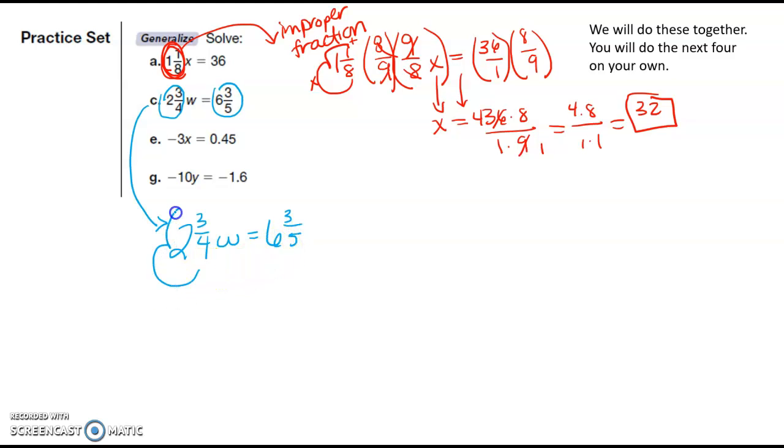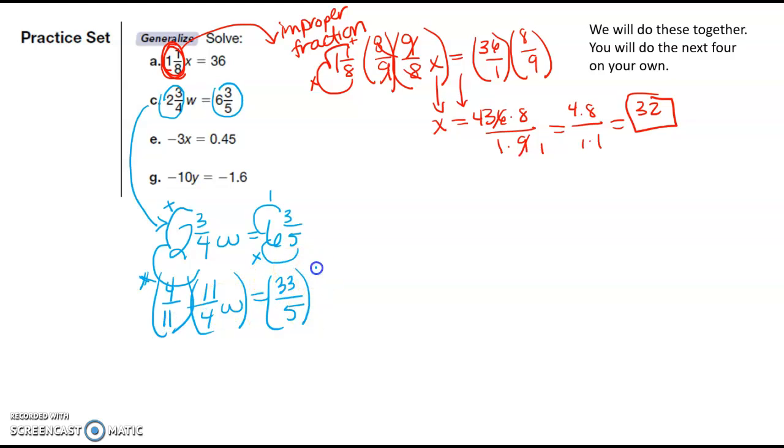And I'll go ahead and do C down here. So what we have to do is make this into an improper fraction. I have 2 3/4 W is equal to 6 3/5. So let's go ahead and popcorn this. We're going to multiply 2 times 4, which is 8, and add 3, which is 11/4. We're going to do the same over here. 5 times 6 is 30, plus 3 is 33/5.